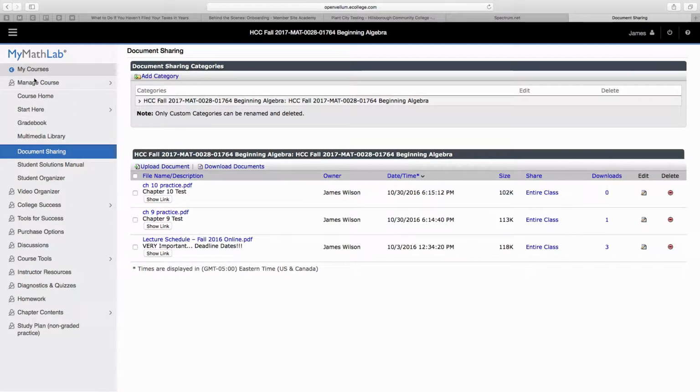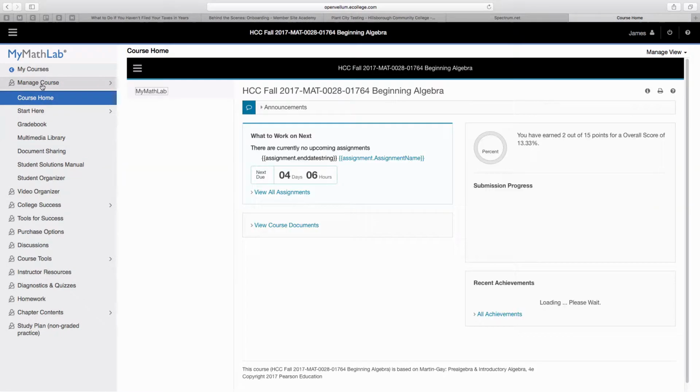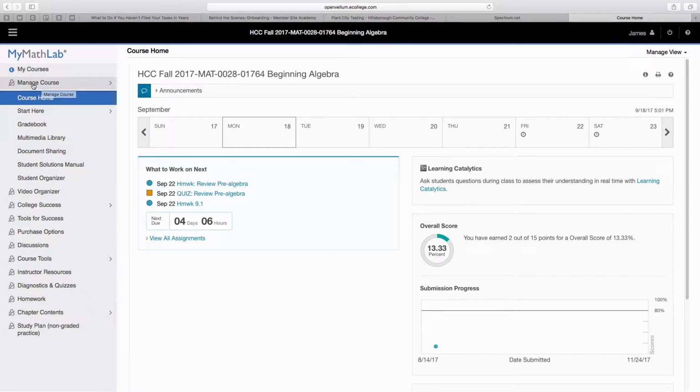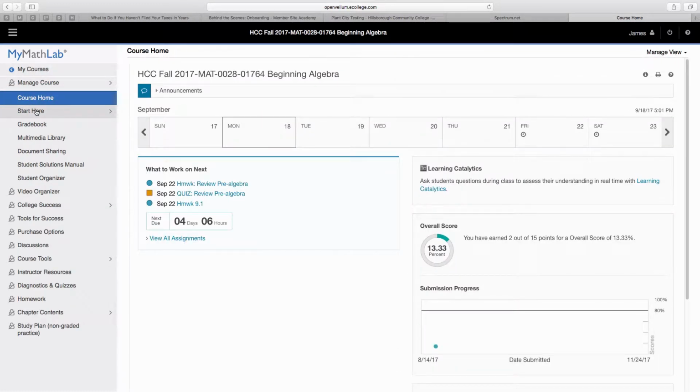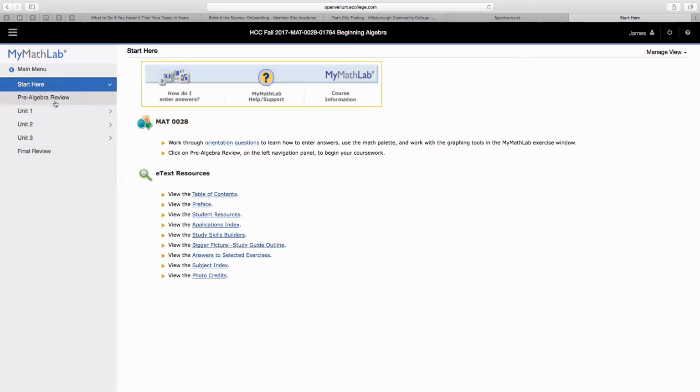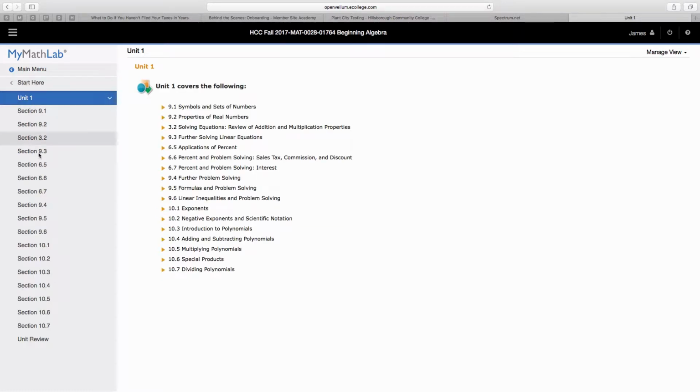The other way to do this would be to go back to the main menu here. Where it says start here, you see Unit 1, Unit 2, Unit 3. Those 3 units correspond with the 3 tests. If you click Unit 1, you see all the assignments in Unit 1, and by the way, all these assignments are due by the 22nd. And I think I sent an email that said the last 4 were due on the 23rd.